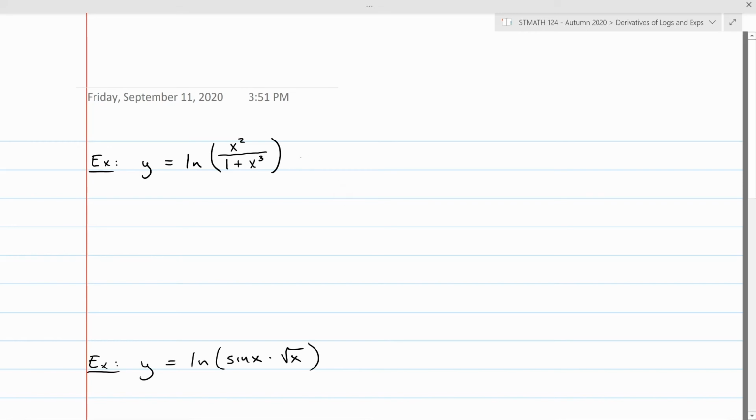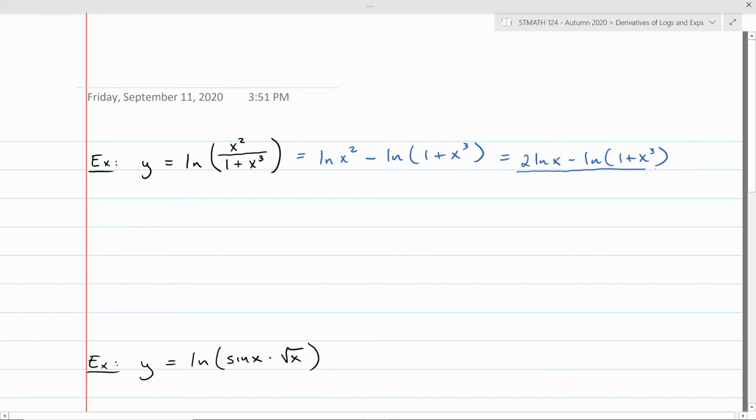And you can here, because before you take the derivative, you can say, well, this is really natural log of x squared minus natural log of 1 plus x cubed, using the quotient log rule on the previous page. And I can even go one step further. That natural log of x squared, I can bring the exponent down. So I can write that as 2 natural log of x minus natural log of 1 plus x cubed. I can't do anything with that x cubed, but the expression that we have on hand now, here on the far right, is much easier to differentiate than the original.